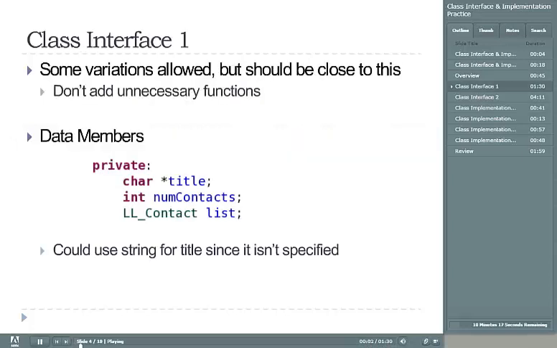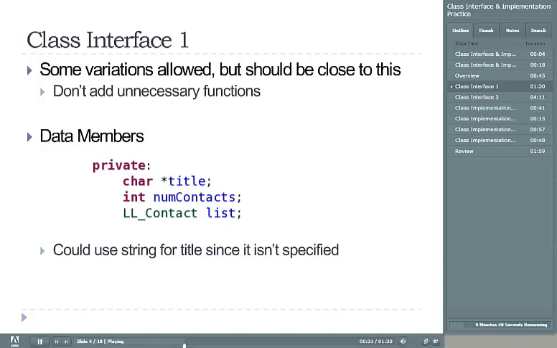Let's begin by going over the solution to the class interface question. First of all, I want to mention that there's always going to be variations, and what I've done is only one possible solution, but what you've done shouldn't be drastically different from what I've done. For example, you shouldn't have a bunch of extra member functions that aren't part of the requirements. And also you shouldn't have extra member variables unless they're necessary to meet those requirements.